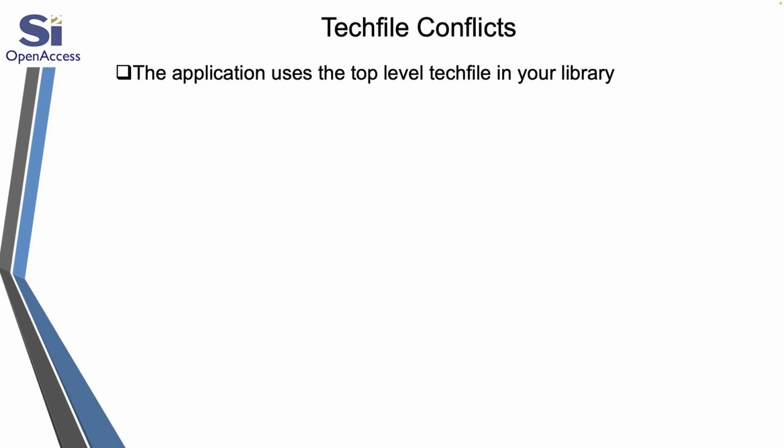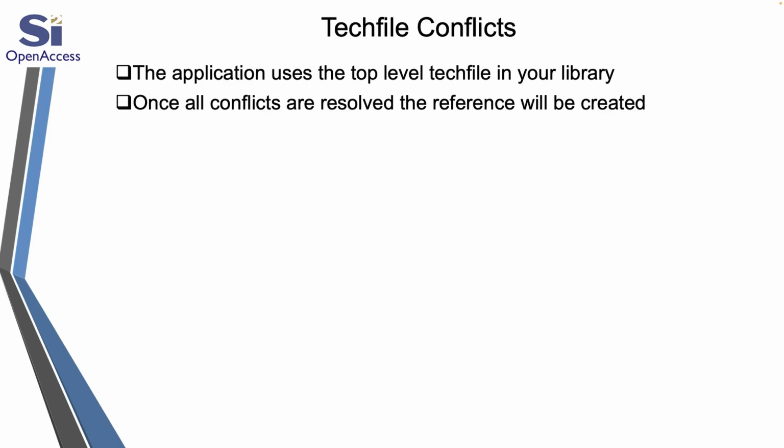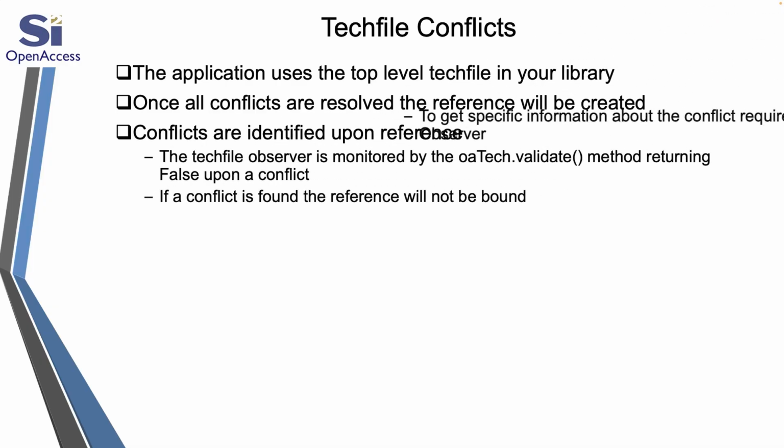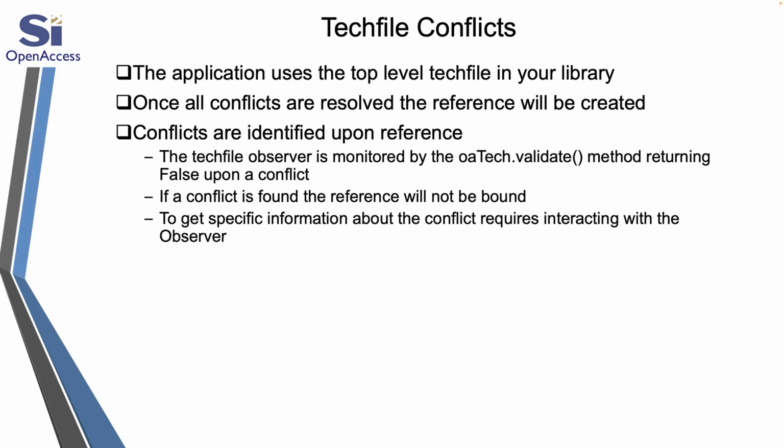The application may create a top-level tech file if none exists in your library. The reference binding will be created if there are no conflicts. When the application attempts to set the reference, conflicts are identified at that time. The validate method checks the observer to see if conflicts exist and returns true if there are none. The reference tech file cannot be bound if conflicts exist.